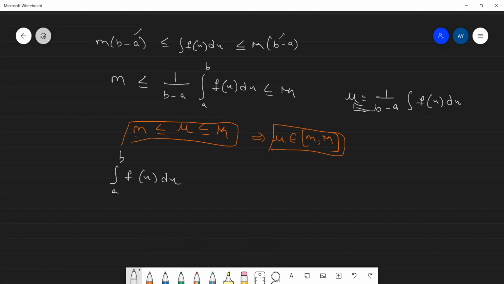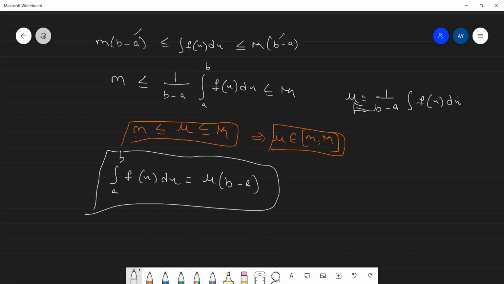Send this b minus a to this side. What is that you'll have? Mu into b minus a. So this is the second condition. If there exists some mu which belongs to [m, M], then we have to prove integral a to b f of x dx is equal to mu into b minus a.